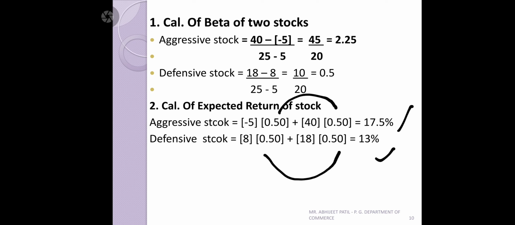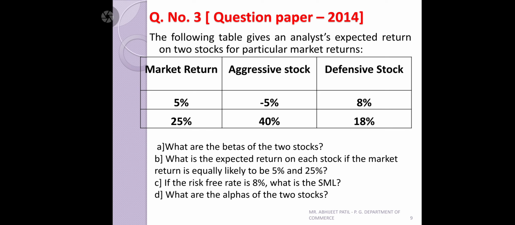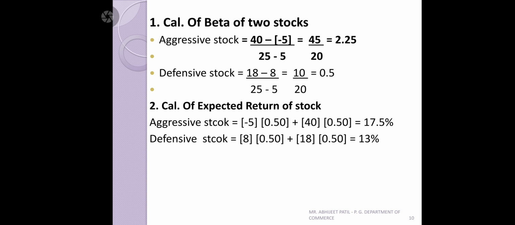Here we cannot use those other things, because directly they mentioned equally likely 5 and 25%, which means market return performance is equally likely. So you should find out the expected return with the given returns. So 5% and 40% at 50-50, 8 and 18% at 50-50. Whatever the total comes to will be your expected return of aggressive stock, and defensive stock 13%.